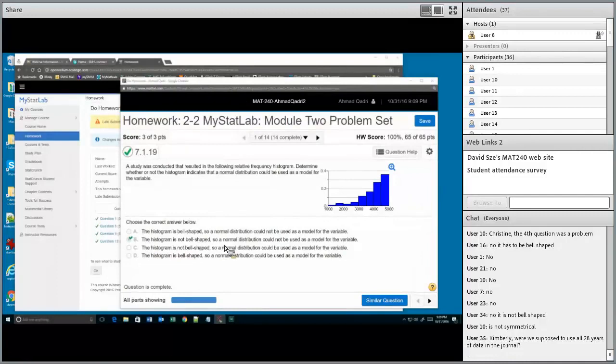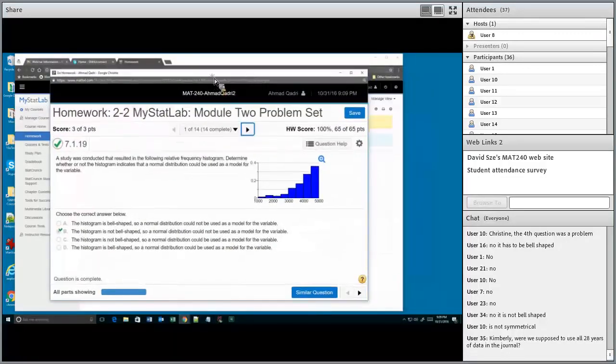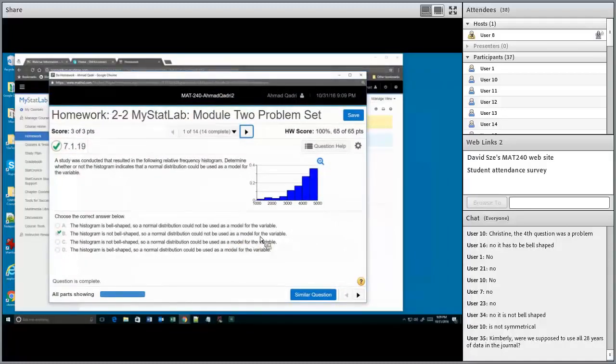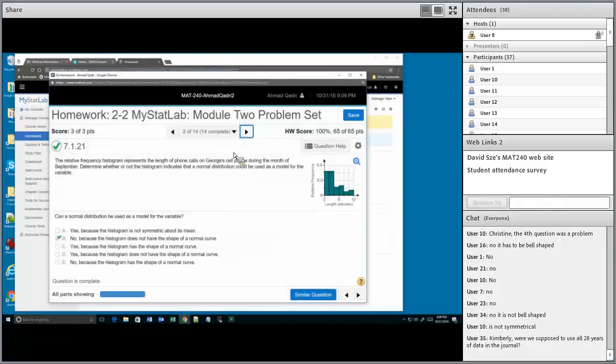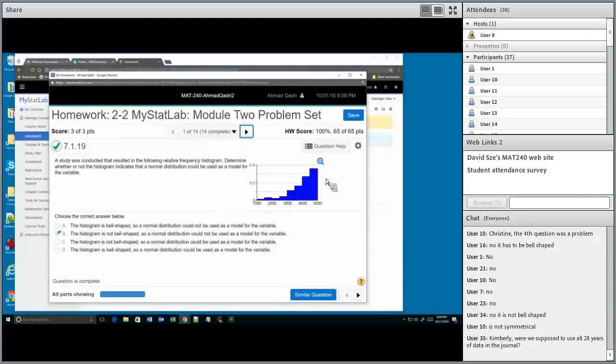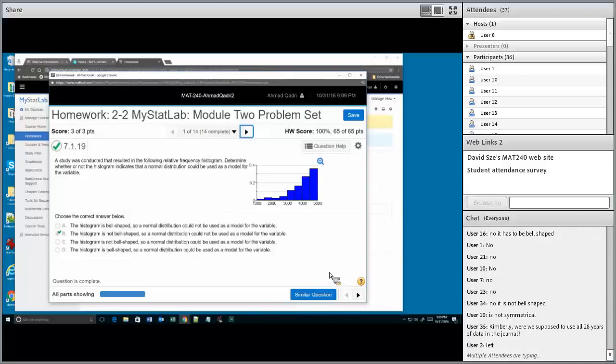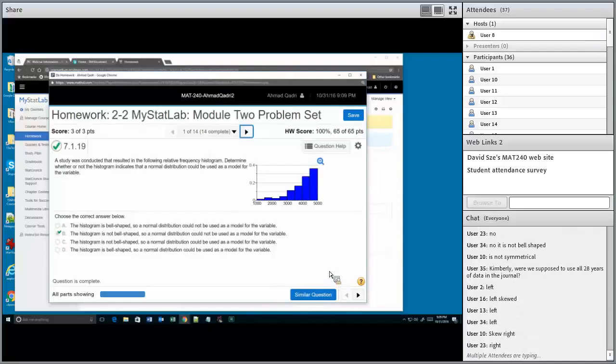Histogram is not bell-shaped, so a normal distribution could not be used as a model for the variable. I think this was a fairly straightforward question. So let's go forward. How about this one? By the way, in this diagram, where's the skew? Where's the tail? Very good. Skewed left.